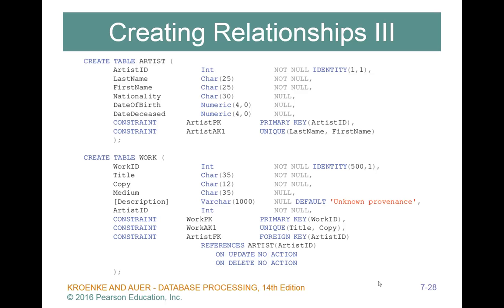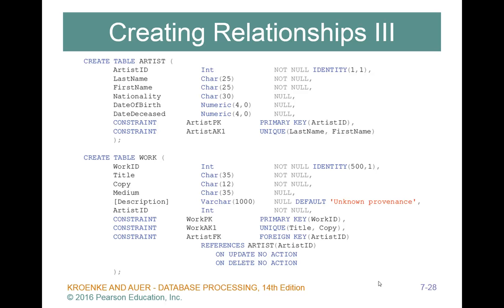And then our second constraint in this particular table, we've named that as artist AK1, which will indicate what the alternate key column would be in this table with the unique keyword. And we've indicated that that alternate key is going to be a combination of last name and first name values in this table. So that's just a quick refresher of what you see there.